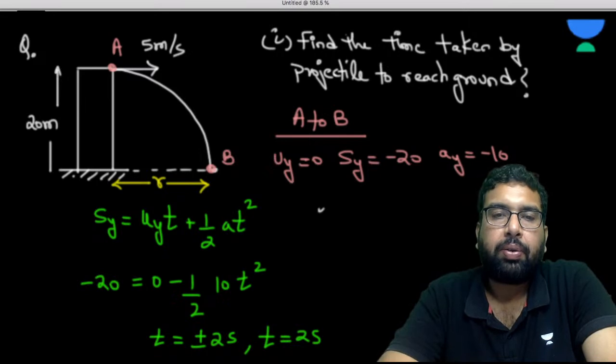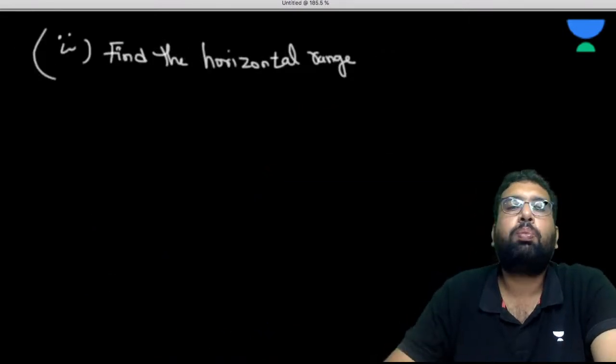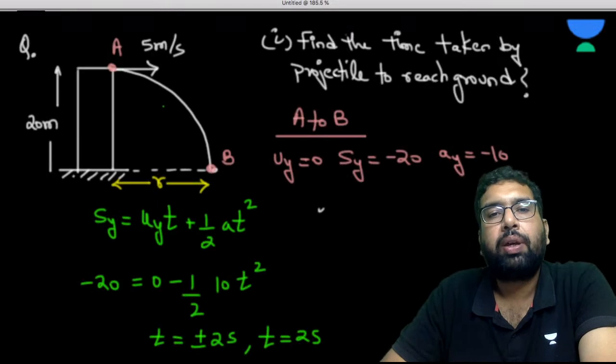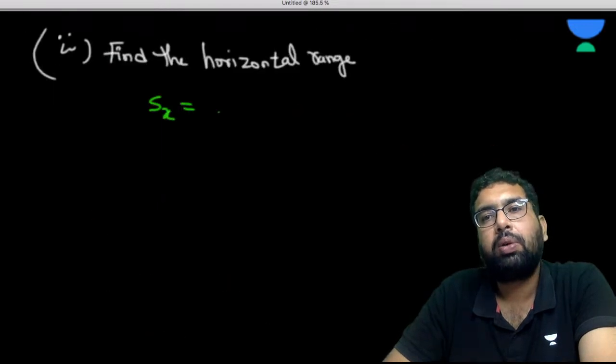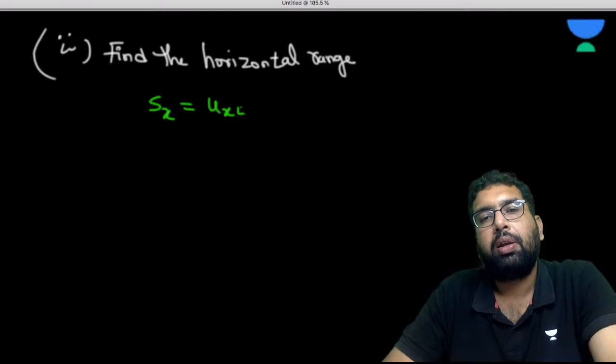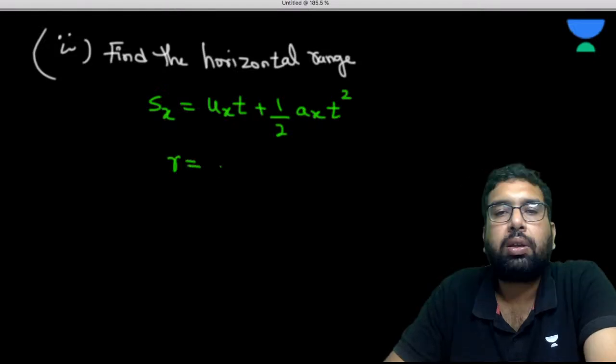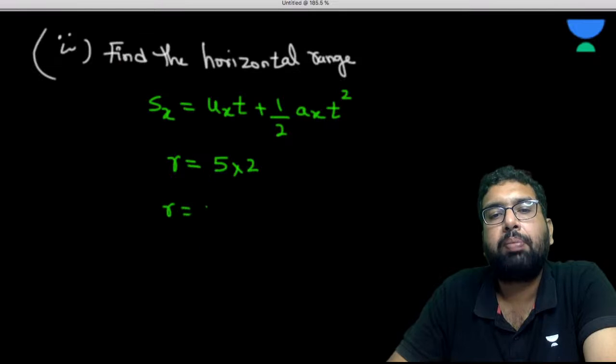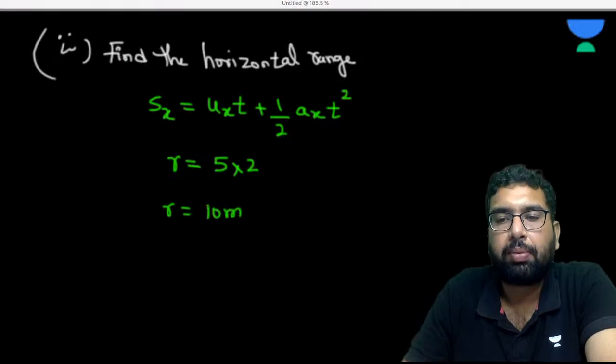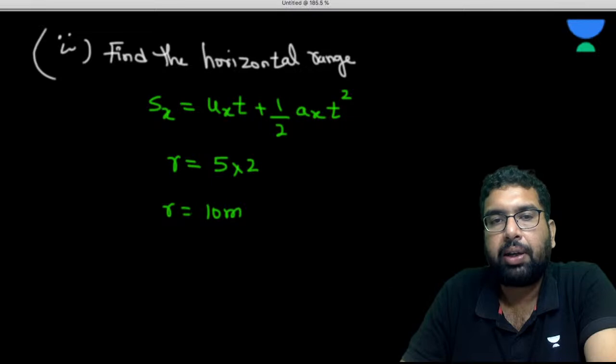Very simple, sir. For finding the range, we need to consider the motion in the x direction. So sx is equal to ux into t plus half ax t square. What is the horizontal range? That is R. What is ux? It is 5. And in what time does it reach B? It is 2. So R is going to be 10 meters. The horizontal range is going to be 10 meters. I hope it is fine to everyone. Yeah, please answer me. Yes, sir, definitely it is fine.